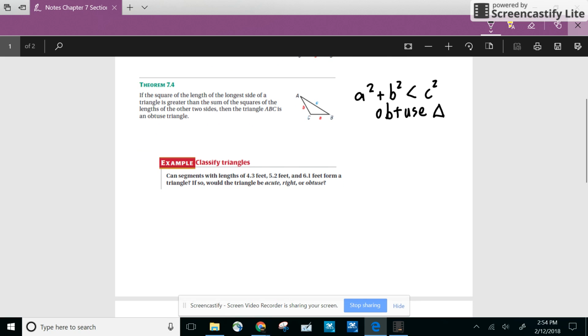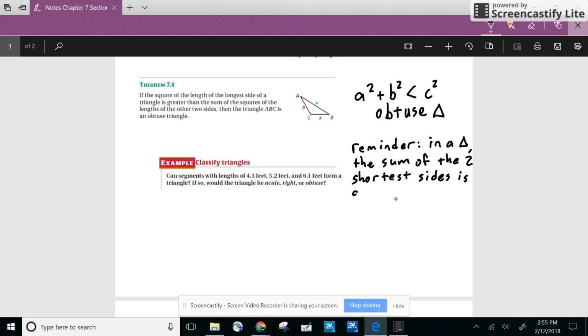Let's go down to this bottom example. You'll notice the first sentence asks if you can even make a triangle out of this. So this requires a little reminder from last semester. In a triangle, the sum of the two shortest sides is greater than the longest side.